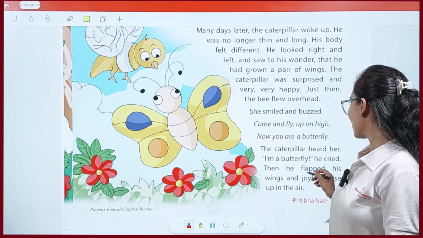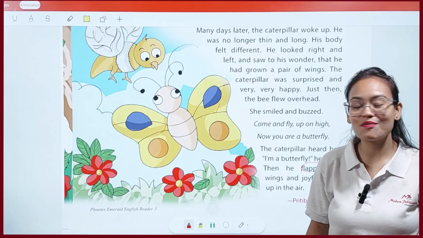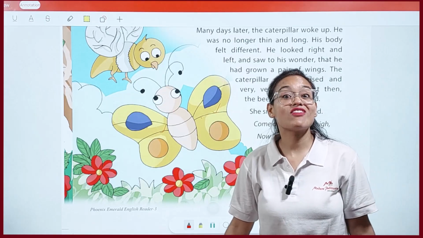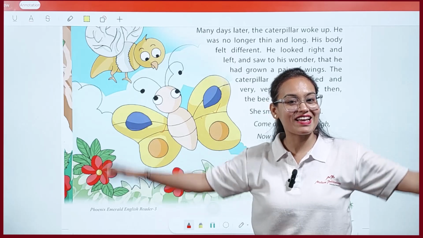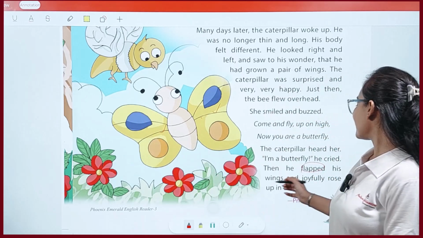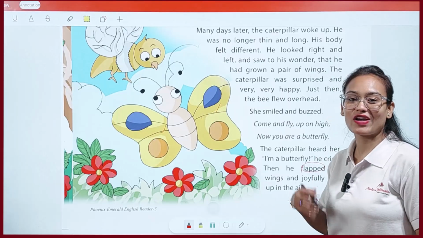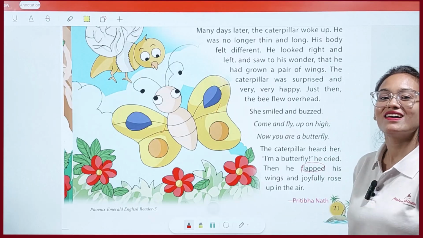So what is the meaning of flapped? Flapped means after saying this, "I'm a butterfly now," he started flapping his wings, like doing like this. And joyfully rose up in the air. And by flapping his wings, he started flying in the air.